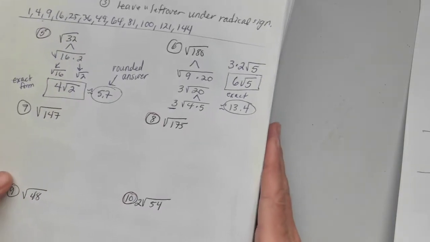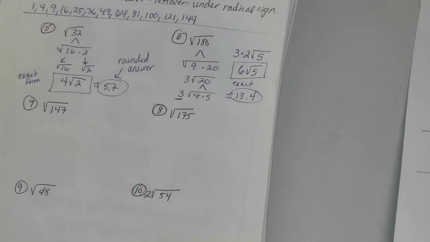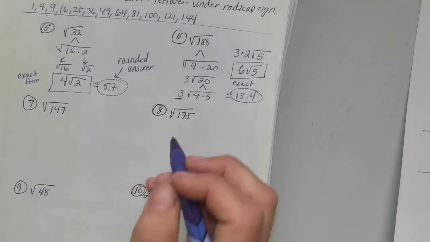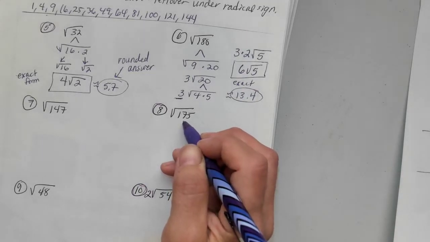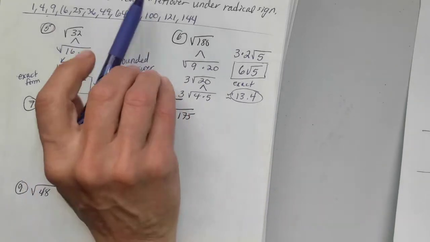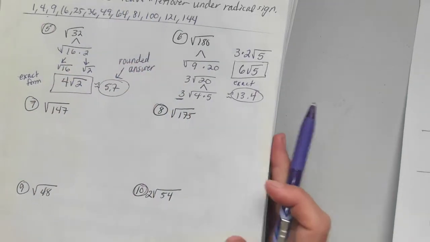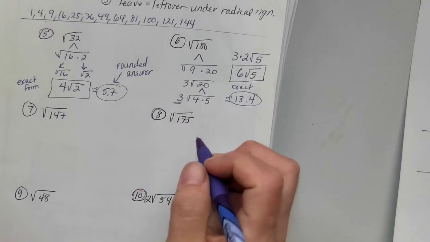Okay, we are back. So I'm looking at 7, 8, 9, and 10. I think I'll just do 8 and 10 right now to continue with simplifying radicals. Remember, find the largest perfect square factor, or perfect square number, that fits into your radicand, the 175. Factor it out, pull your perfect square number to the outside of the square root sign, and leave the leftovers on the inside.